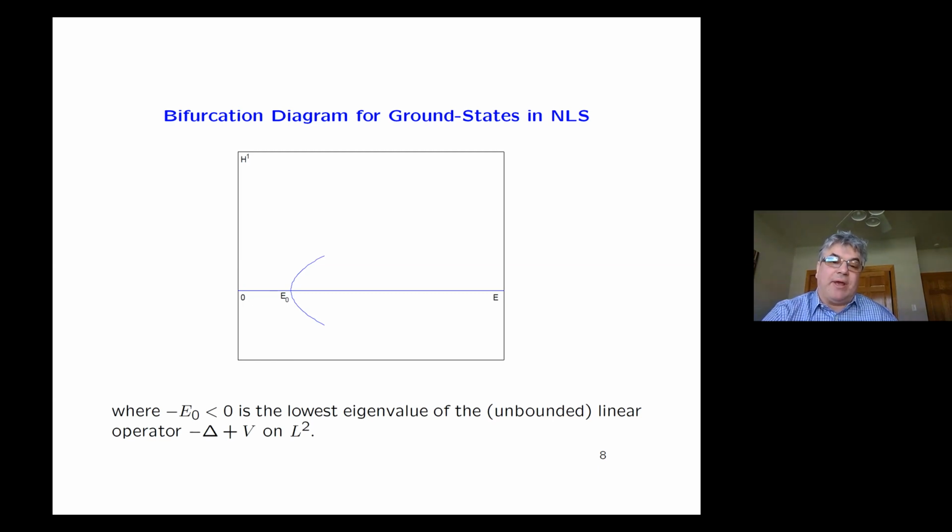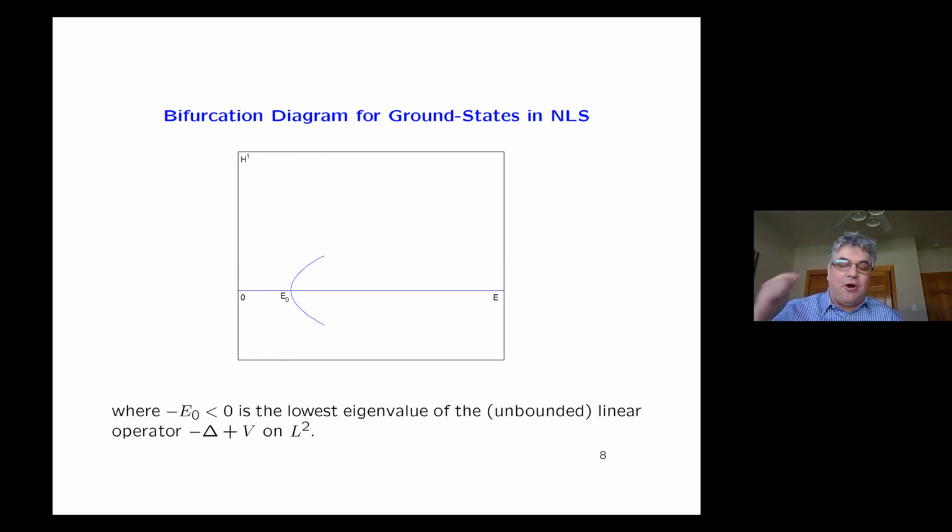I will show, for example, that there will be no limit points. This branch cannot approach a finite E while the norm in H1 goes to infinity. And it cannot turn around and then approach E equals 0. It will stay always to the right of the point E0.